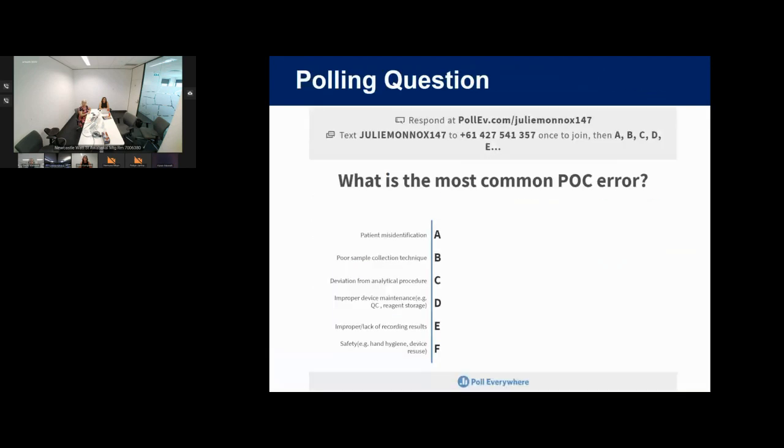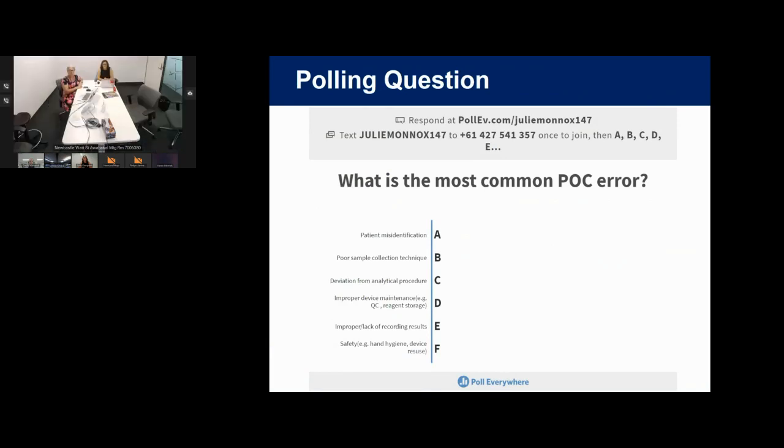Here's our first polling question: where do you think the most common point of care error sits in that process? Is it identification? Is it a poor sample technique? Deviation from analytical procedure? Improper device? Lack of recording results? Or safety, hand hygiene? Someone has voted on the system, and if you don't want to vote using those links, you can use the chat room just to tell us what you think is the most common error that we see in point of care.